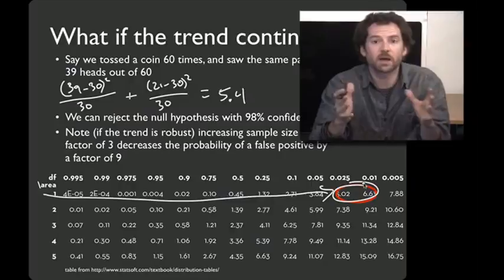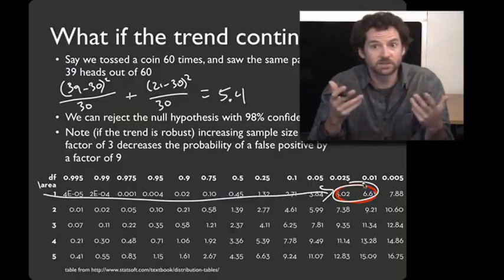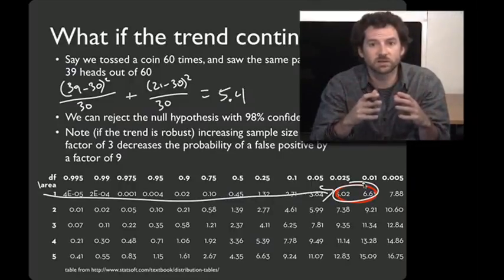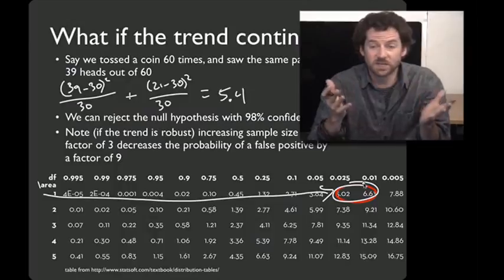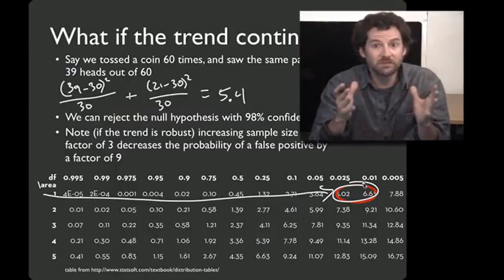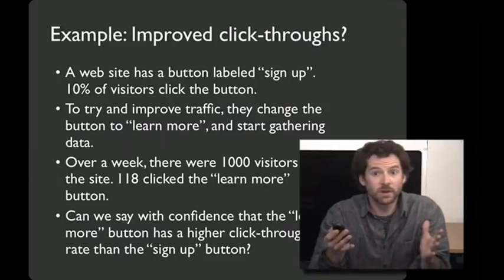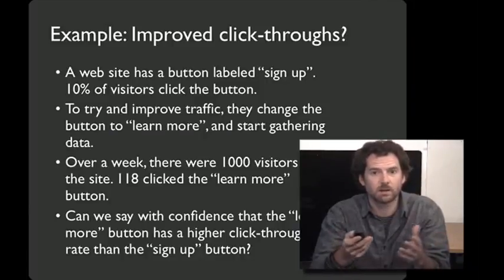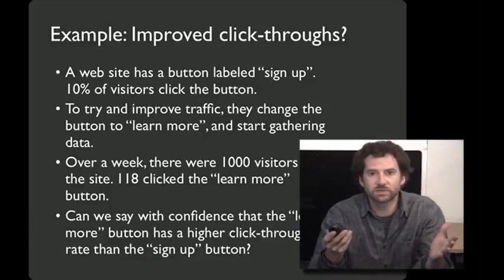One thing I'd like to point out is that if your trend is robust, if the ratio continues, increasing your sample size by, in this case, a factor of 3 is going to decrease your p-value by a factor of 9. So that's all well and good, you might say. You now know how to walk into a gambling hall and check whether the coin that somebody presents you with is fair or not. But what does this have to do with HCI?